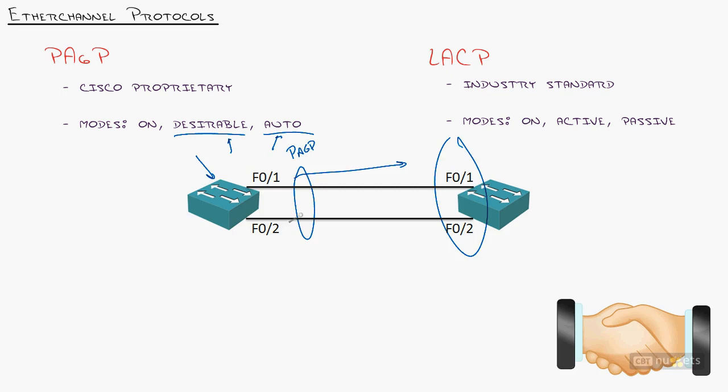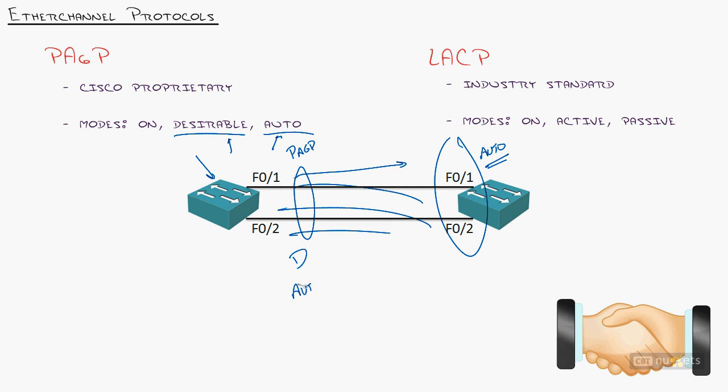Auto is the passive version. So essentially, if this guy, let's say, is auto, he's ready to join. He's like, I'll come with anybody that joins an EtherChannel, but I don't want to offend anyone. I'm not going to step on anyone's toes and suggest that we should be an EtherChannel. I'll just sit here passively and wait for somebody to contact me. So the desirable side is going to be like, I want to, and this guy's like, okay, I'll come along.